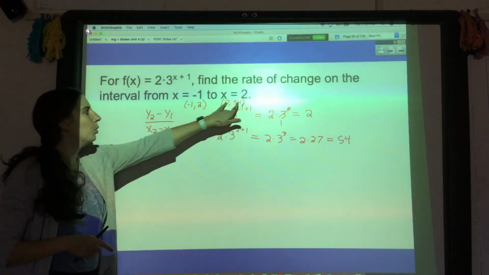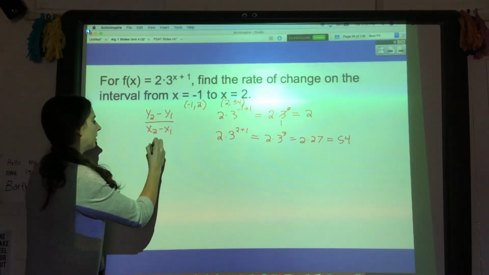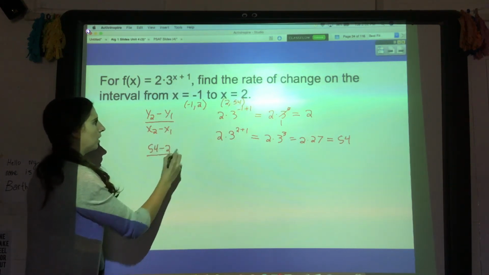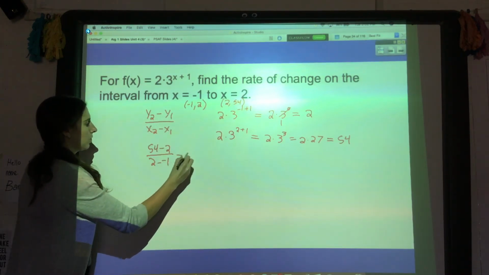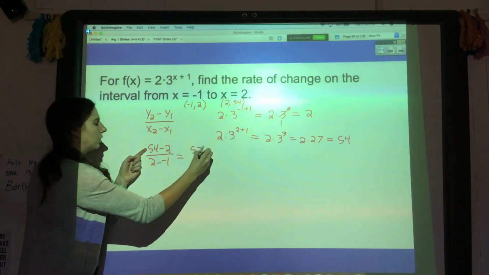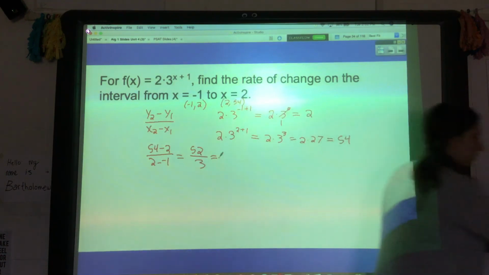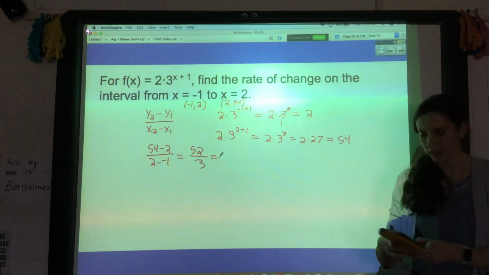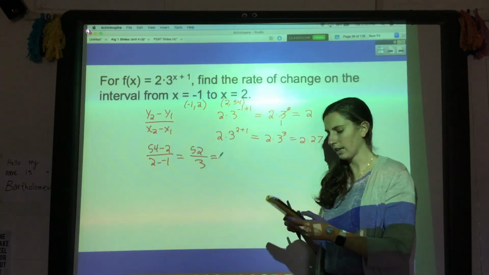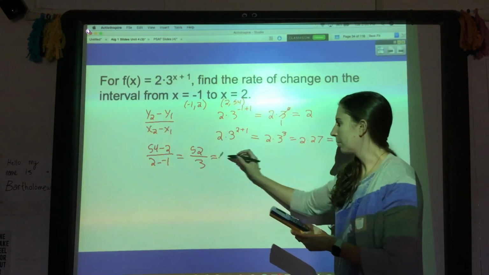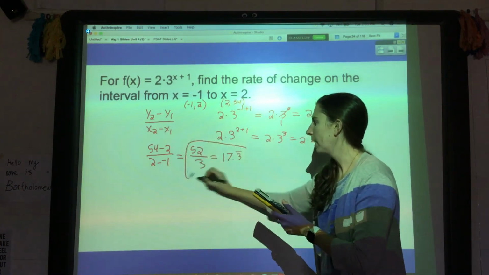Now that I have my 2 points, I can find the slope in between them. Do y2 minus y1, so 54 minus 2, over 2 minus negative 1. So the change in y was 52, and the change in x was 3. And not quite sure what that is. 52 divided by 3. It doesn't come out even, so you can just leave it like this. Or if you want to make it a decimal, it's 17.3 repeating. So either way.